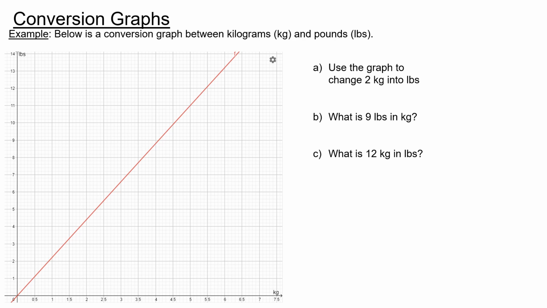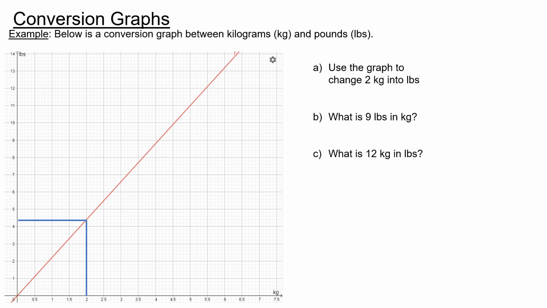The method we're going to use is to use a ruler and to draw a straight line up from 2 kilograms. Once we've done this, where the straight line hits the conversion graph, we then score a line across to read off how many pounds that corresponds to.